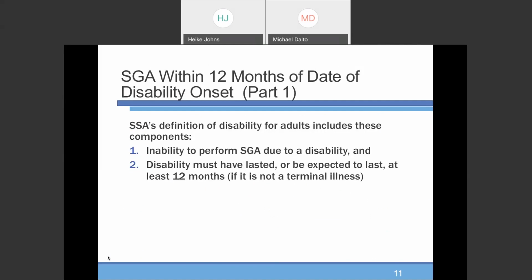Because of Social Security's definition of disability for adults. That definition includes two key parts that we're interested in. One is the inability to do SGA because of a disability. And secondly, that disability has to either have lasted or be expected to last at least 12 months, unless it's a terminal illness.